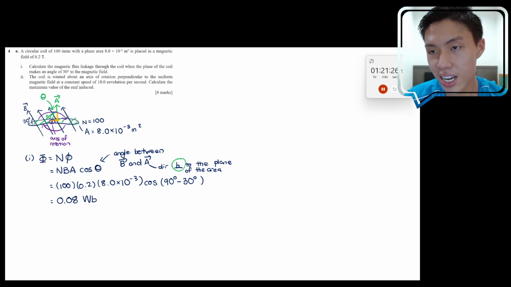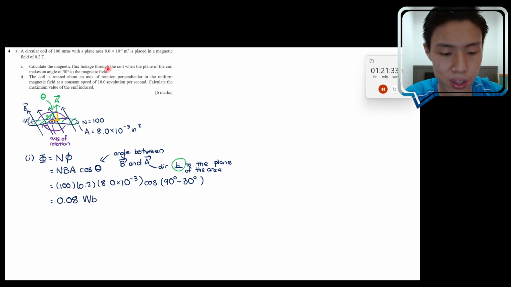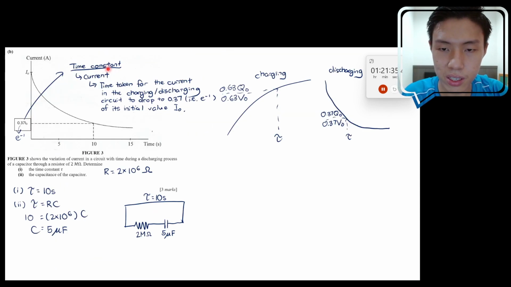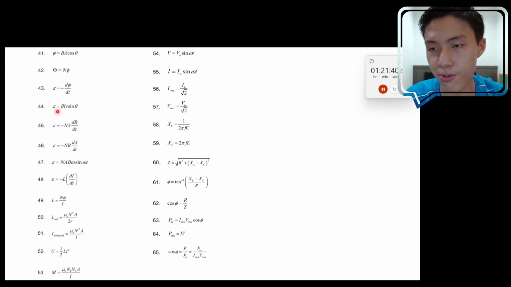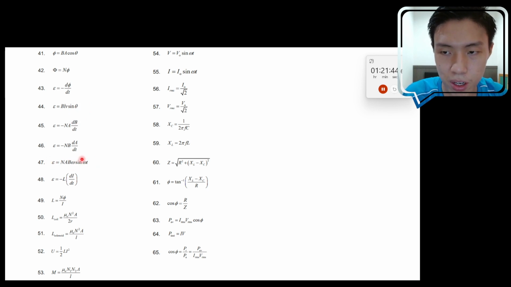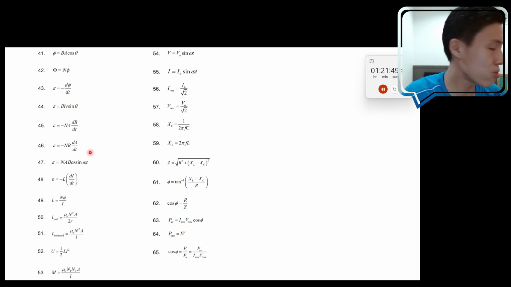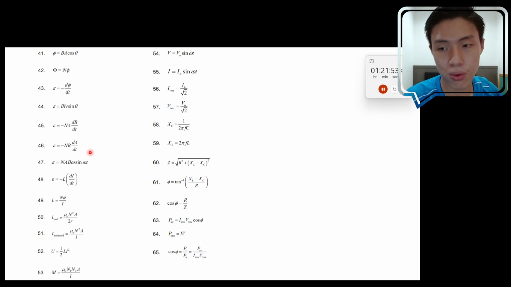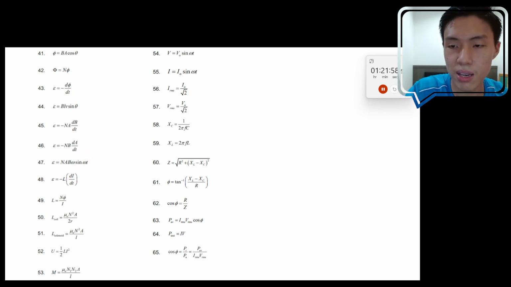So in this case, they ask for the maximum value of EMF induced. This is a rotating coil situation. I won't go through the details too much, but if you are in a rotating coil situation, this would be the equation to use. Because they are asking for maximum, you know that when it's maximum, sine omega t will be equal to 1, so we can change it to NAB omega.